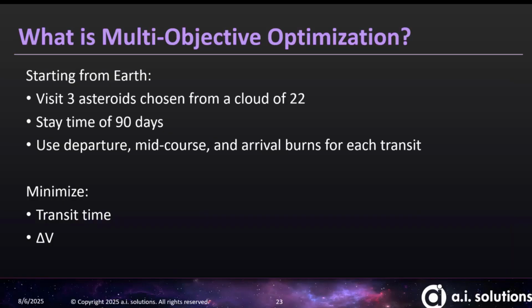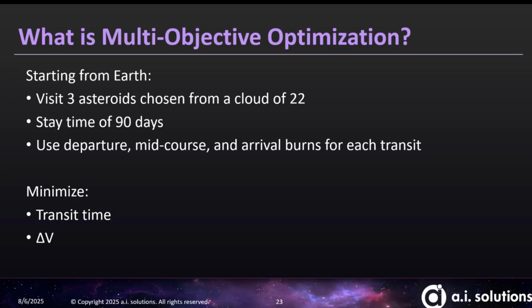So in order to wrap our heads around what multi-objective optimization is, I'm going to pose an example problem for us to think through. Let's say that we have a spacecraft on Earth, and we want to launch and visit 3 particular asteroids from a cloud of a number of different asteroids that are potential destinations. And we want to stay at each of those asteroids for a certain amount of time, and we want a 3 burn transfer in between each of those asteroids.